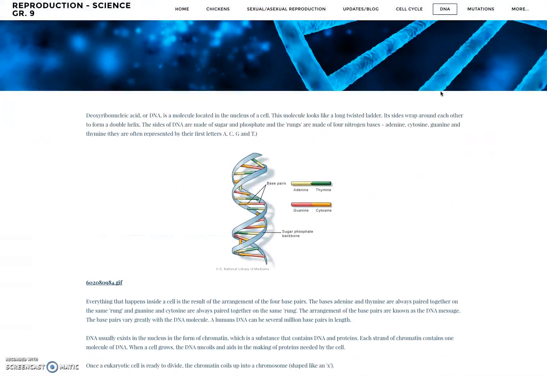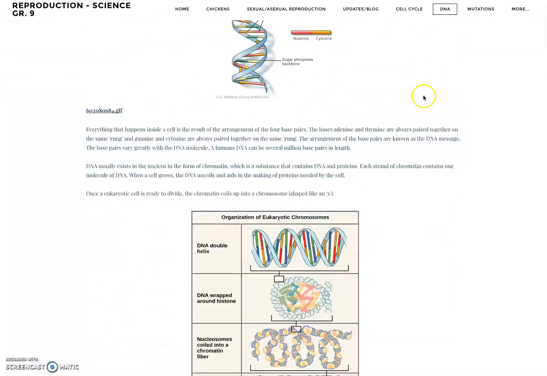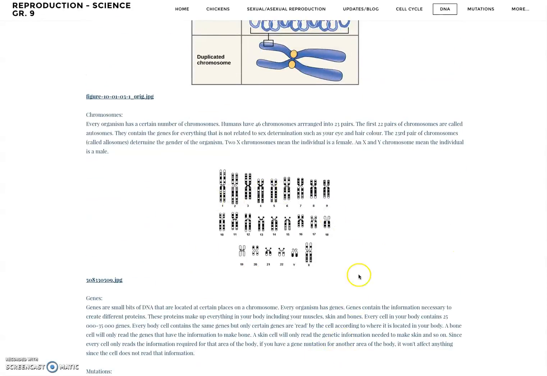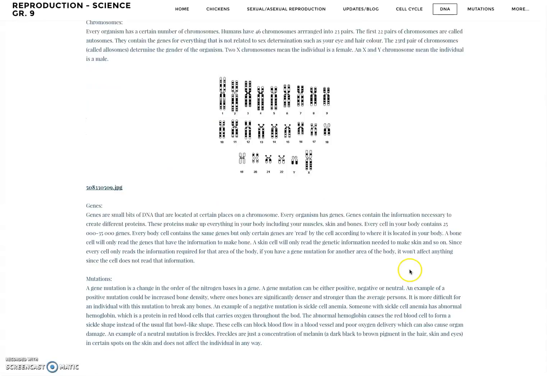On this page, it just tells us the parts that make up DNA and the chromosomes, including some pictures right here and here. And then the chromosomes lead into the genes, and then the genes lead into the mutations. Just talks about positive, negative, and neutral mutations.